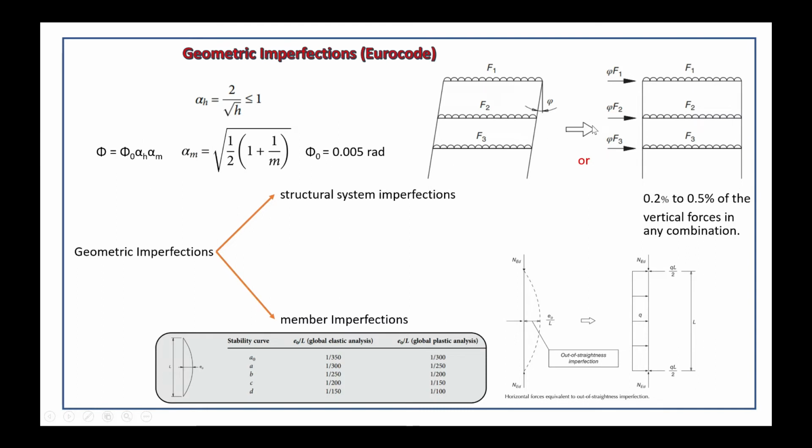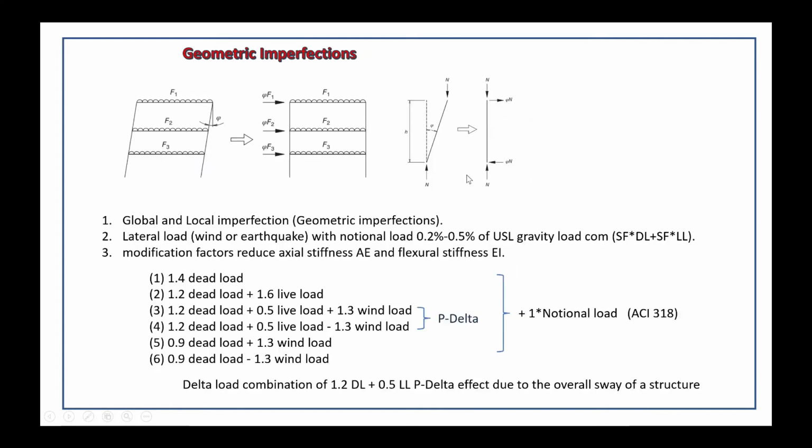We will introduce one example about what is different and what is the same when we apply the specific formula and apply the notional load on a cantilever column. The value is similar for the global imperfection. Now let's continue.